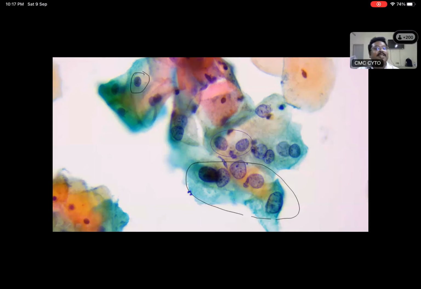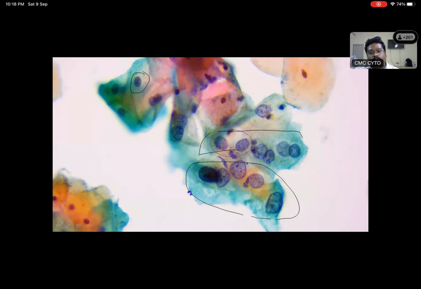You're confusing yourself just because you saw the next slide. In ASCUS, it is 2.5 to 3 times, and in LSIL, it is more than 3 times. Right. So more than 3 times is LSIL. Just make this concept very clear. More than 3 times enlargement is LSIL. Anything less than that is what we are going to discuss. Like this one.